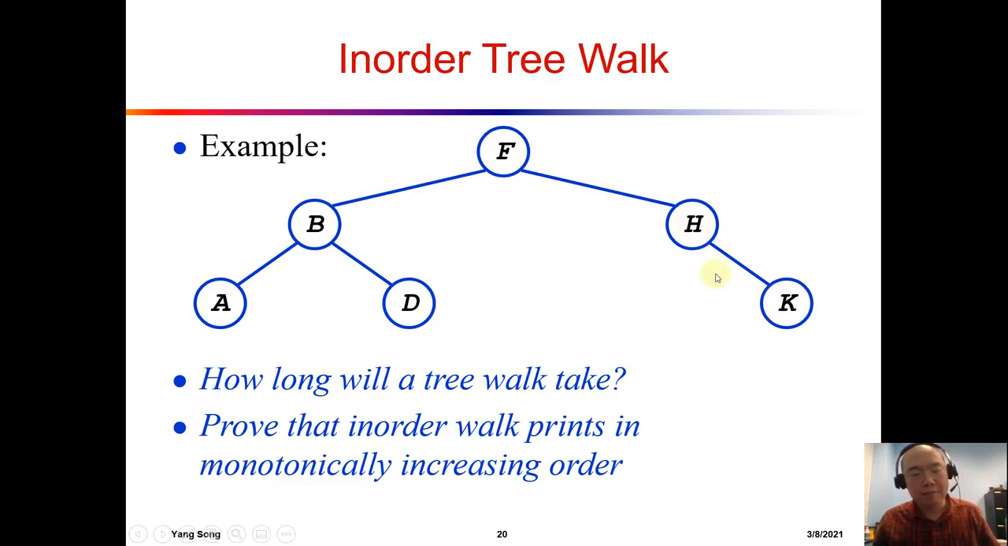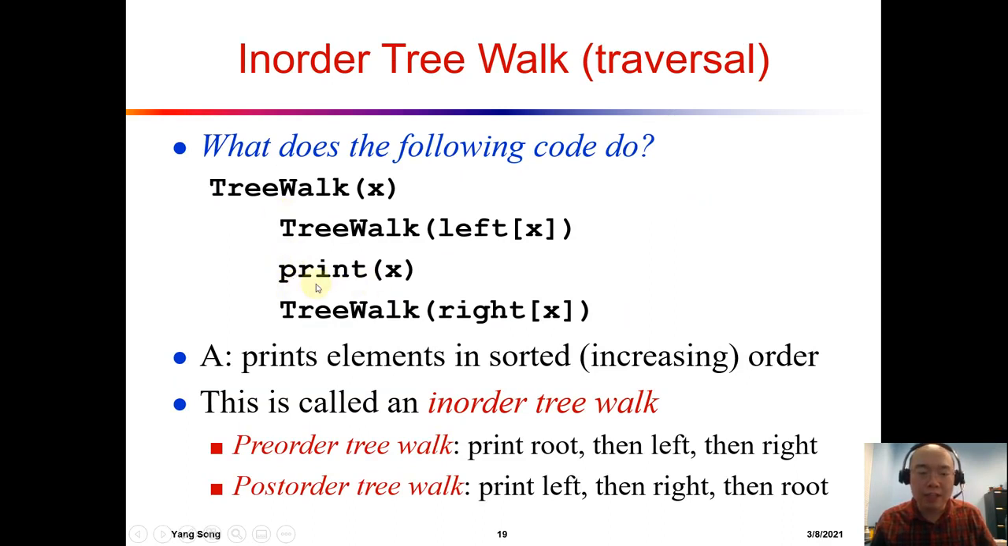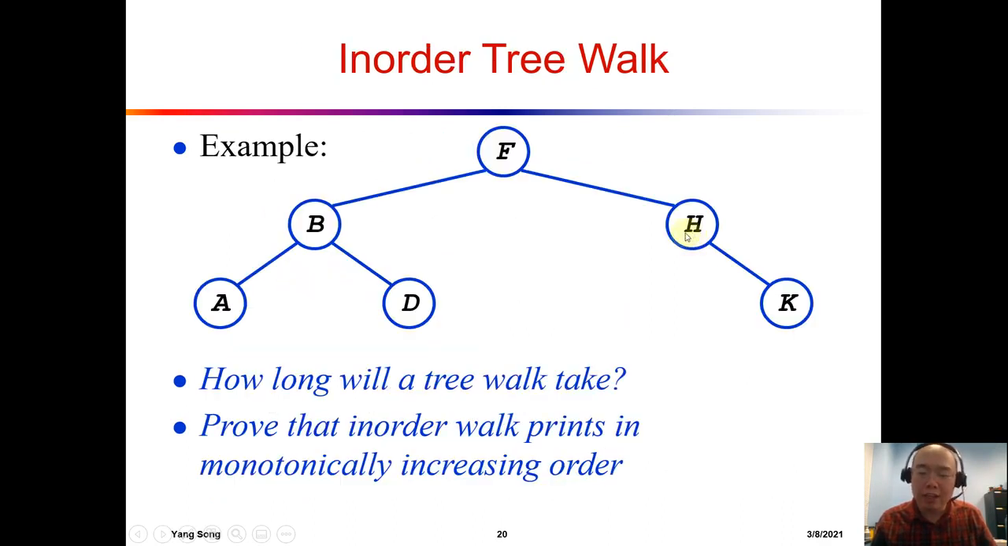and K. For the H part, we will first try to touch the left subtree. The left subtree is empty, so there's nothing there. Then we will do an in-order, which is this line. So we will print H, and then we will go to the right subtree of H, and then we will print the K, right? Okay, this is how we do an in-order tree walk. The sequence will be A, B, D, F, H, and K.